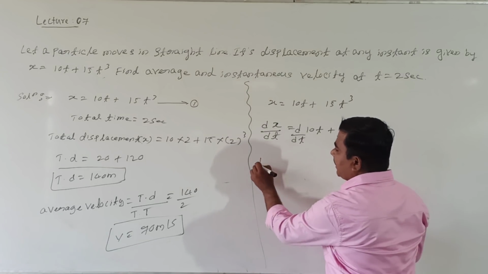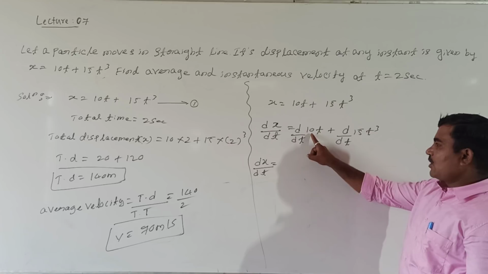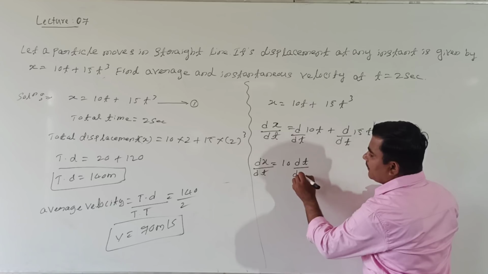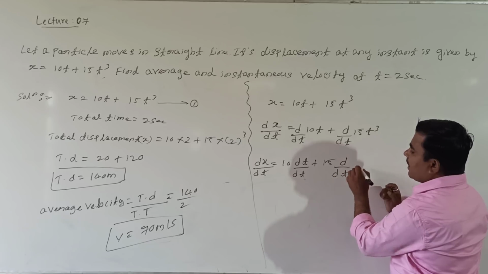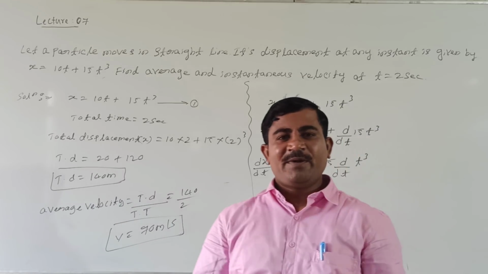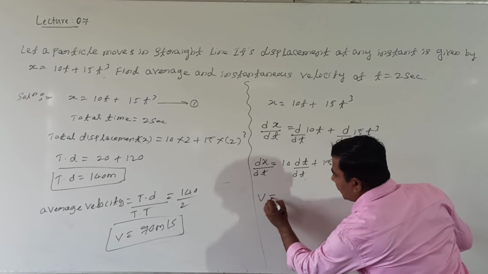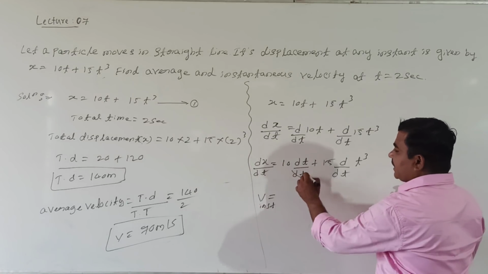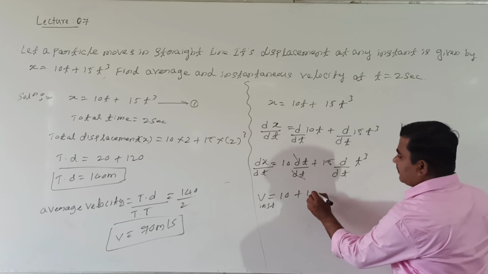Right, write down again dx by dt, keep it the same. One more step I will solve. Differentiation of a constant, bring the constant outside. 10 into dt divided by dt plus here constant 15 into d by dt of t cube. Right or wrong? Are you following me? dx by dt, rate of change of displacement, that we are calling velocity. Velocity means instantaneous velocity, right? dt gets cancelled, 10 is there plus 15, keep it the same.